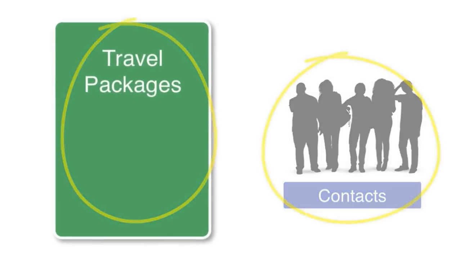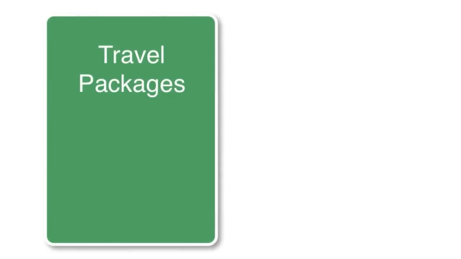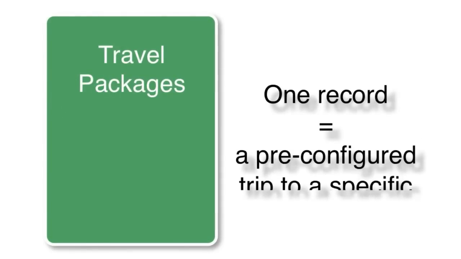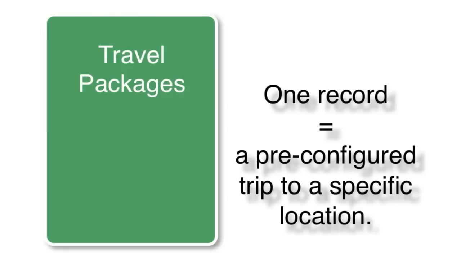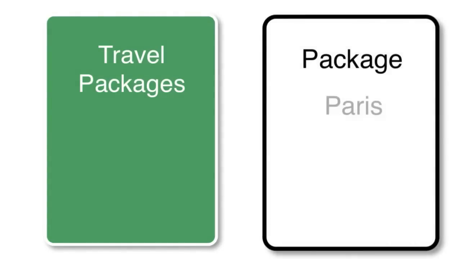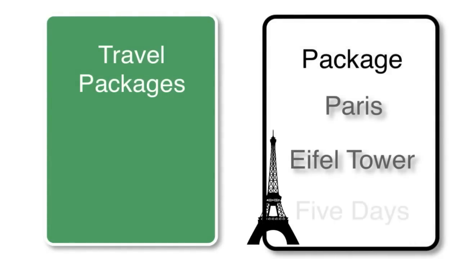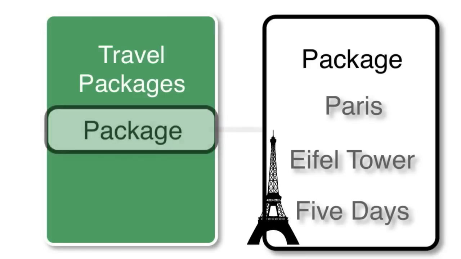We have a travel package. What is the definition of a travel package? One record equals a pre-configured trip to a specific location. And once again, you think to yourself, well, is that kind of like the course catalog? Well, it really is. So if you have a travel package to, say, Paris, and we're going to see the Eiffel Tower, and you spend 5 days there, then that would be one record here.